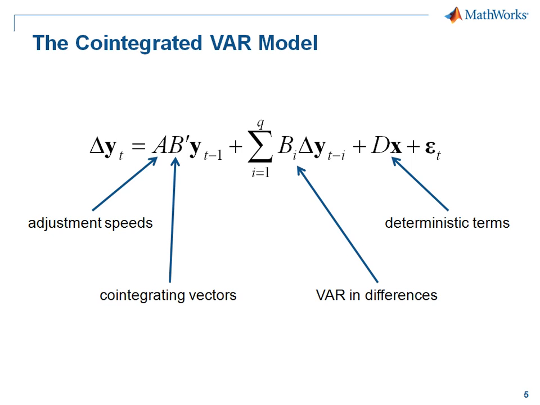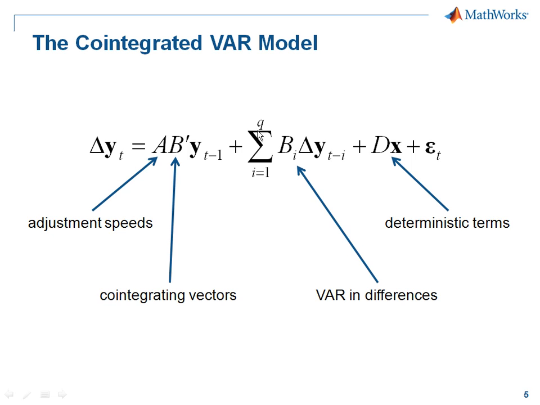So it looks something like this. You work with the differenced data on the left-hand side. So this would be for I of 1 processes like we have. This would be stationary variables. And let me just skip this term for a moment. Over here, we have a sum of lagged differences. So again, stationary variables. This is your typical VAR model in differences.